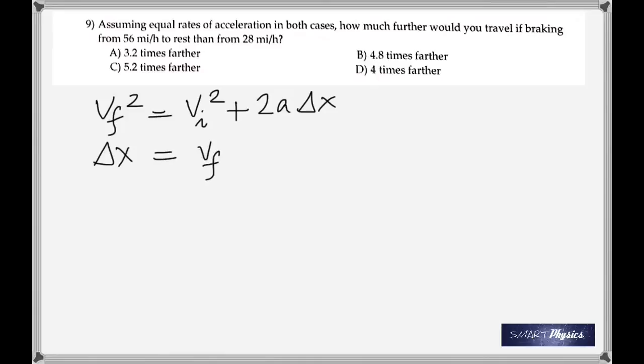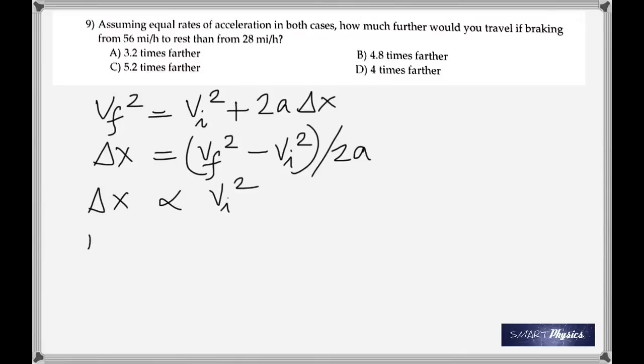But how much more would you move is given by the equation Vf squared is equal to Vi squared plus 2a delta x. Now we're looking for displacement, so if you look at this equation and make delta x the subject, this is what you get. And then the final velocity is 0, the acceleration is the same because the question says assuming equal rate of acceleration. So now we just look at the displacement and the initial velocity, and you see that it is proportional to the square of the initial velocity.